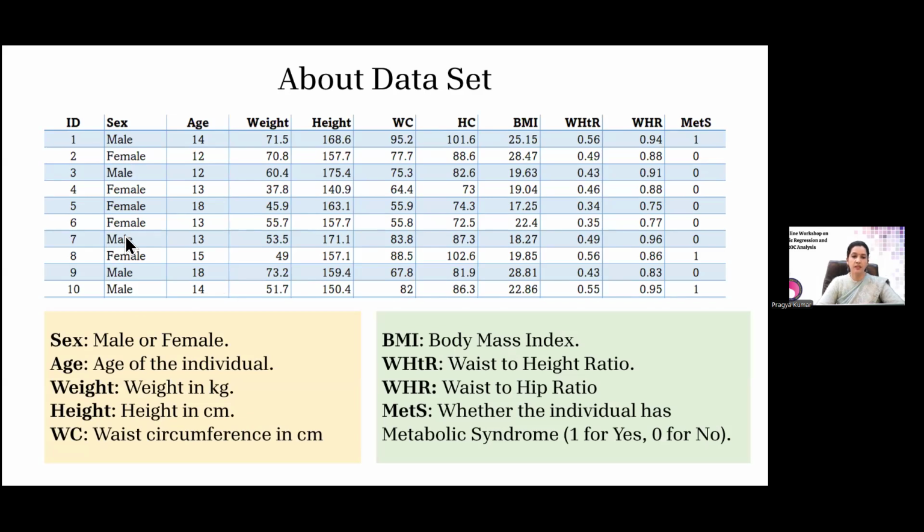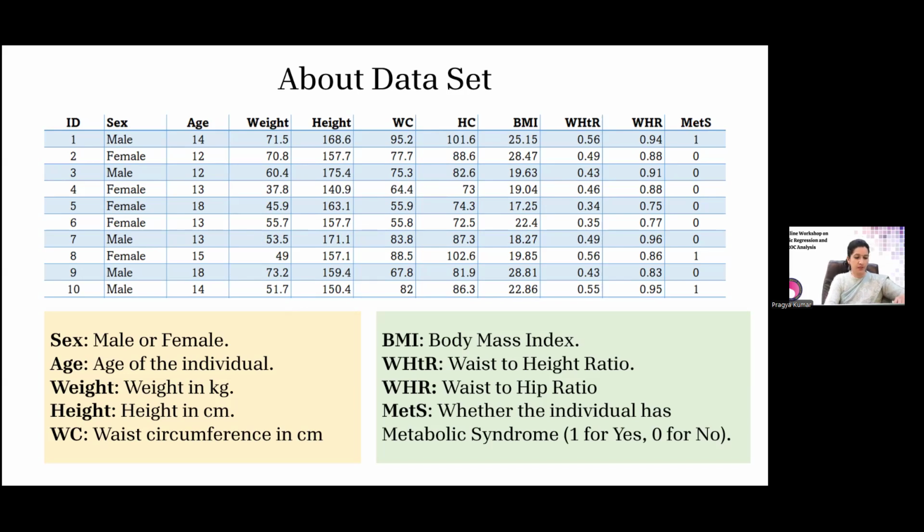So this is the data set. You can see this is the gender, male and female. Age is a continuous variable. Again, weight and height are there. Waist circumference, then hip circumference, the BMI, waist height ratio, waist hip ratio. And then metabolic syndrome as 0 and 1. 1 is the presence of metabolic syndrome and 0 is the absence of metabolic syndrome.